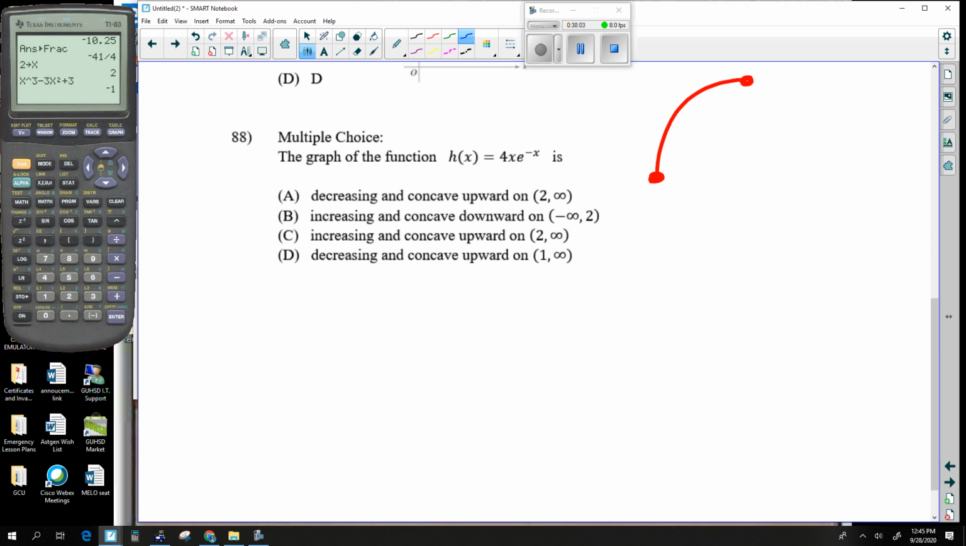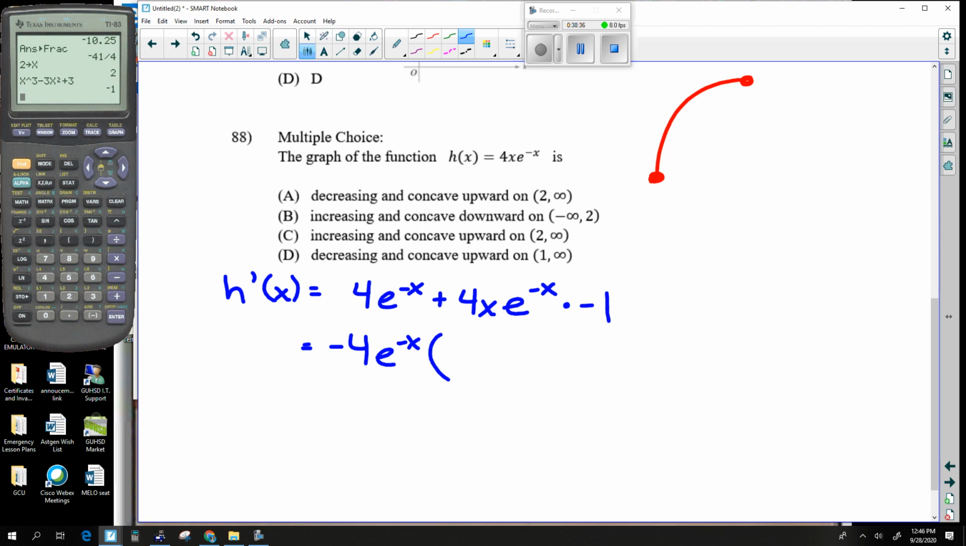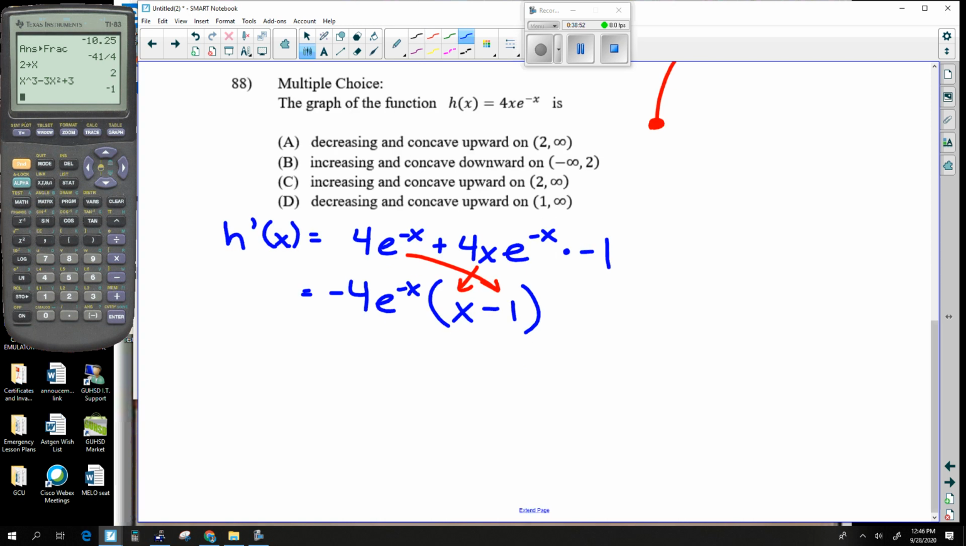All right, so increasing and concavity. So here we go. The derivative. The first is the x. So that's going to be 4e to the negative x plus 4x. Derivative of e to the negative x is e to the negative x, chain rule, -1. So I can take out 4. I'm going to take out a -4e to the negative x, and then I'm going to switch the order. Okay. So this is x minus 1. So critical values, where is this equal to 0? E will never get you there, and this is a positive 1. Critical value at positive 1.